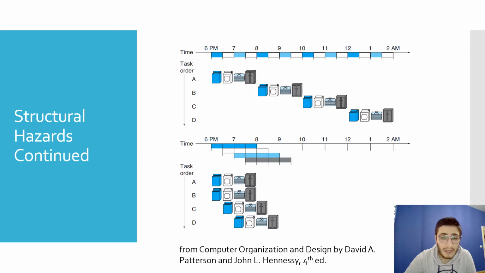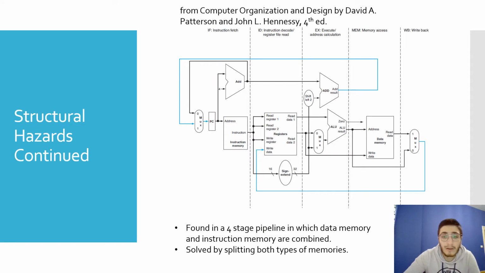Now, what could happen if person A and person B really need to use the first stage, which is the washing stage, at the same time? This will create a structural hazard. In our MIPS pipeline, if the instruction memory and the data memory were located in the same place, and one instruction tried accessing instruction memory while another instruction tried addressing data memory, and both memories are at the same location, this will create a structural hazard. This was the main purpose of splitting the instruction memory and the data memory.